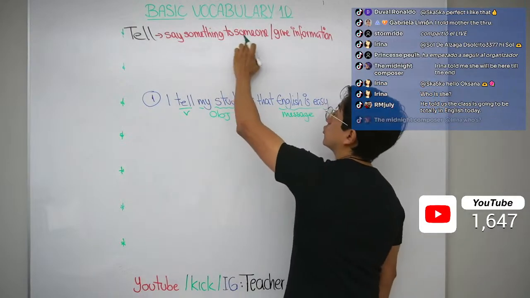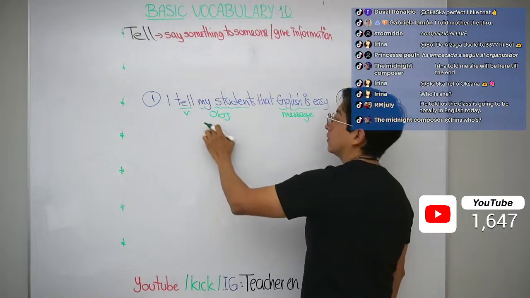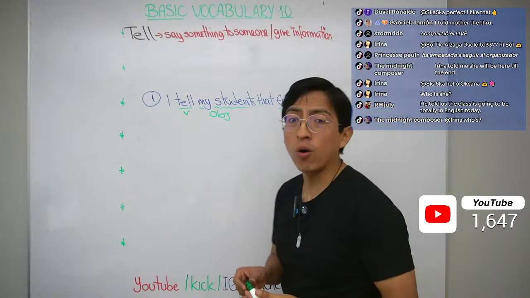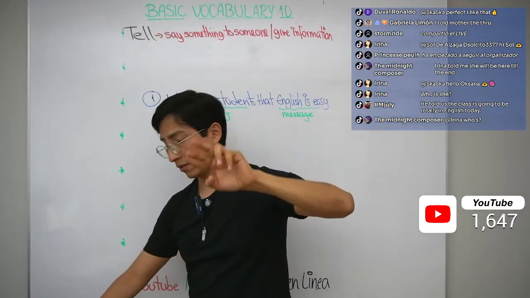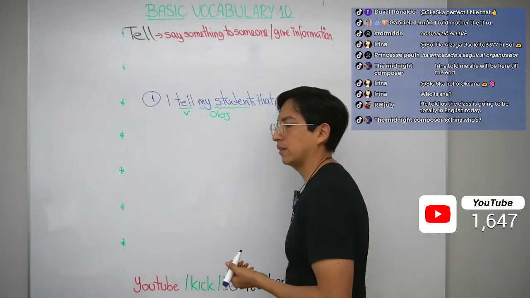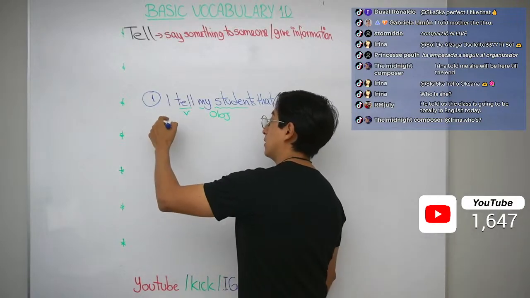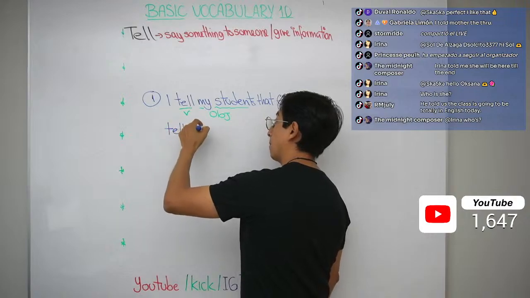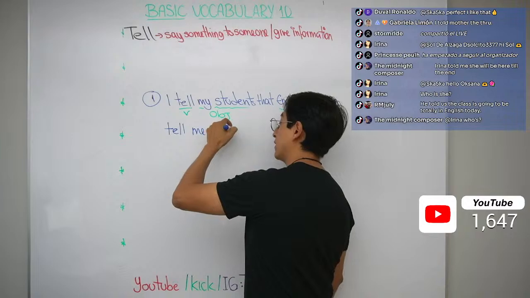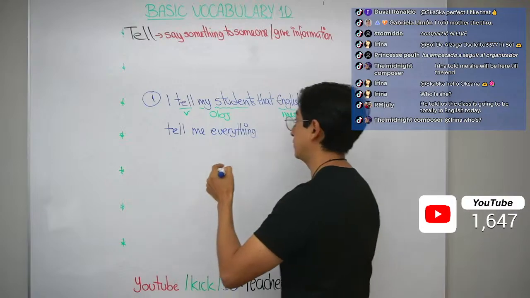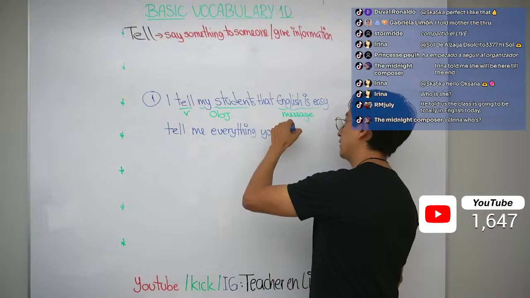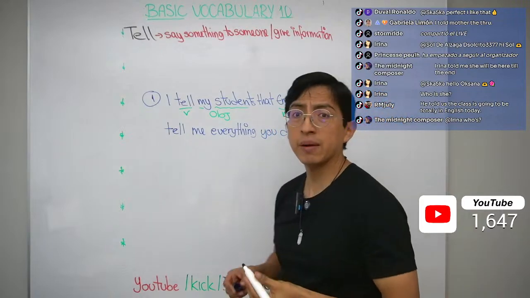I say something to someone. In this case, this is the object. My students. Okay, so we always need these two things. Okay, one more time. You can say, for example, here, tell me everything. Hey, please tell me everything you did. Okay, tell me everything you did.